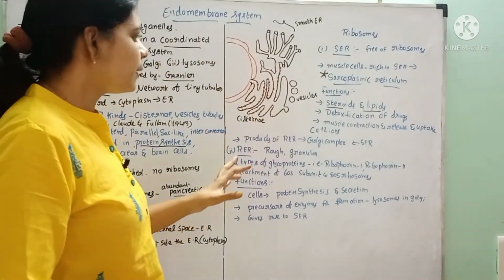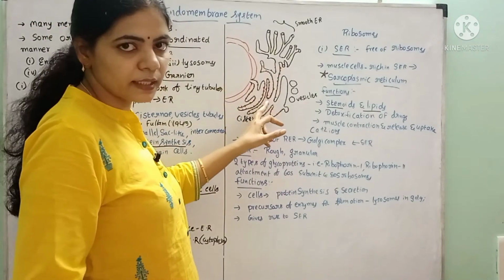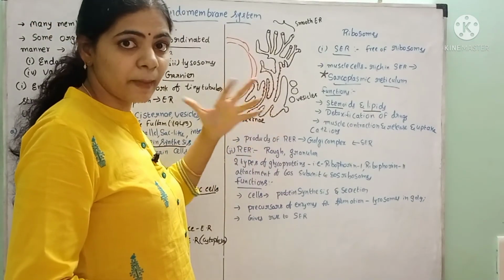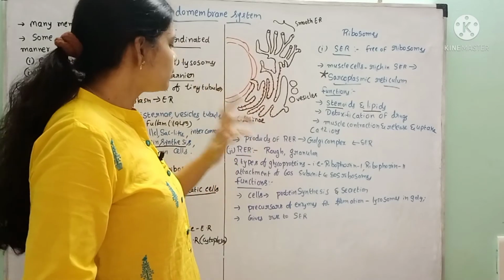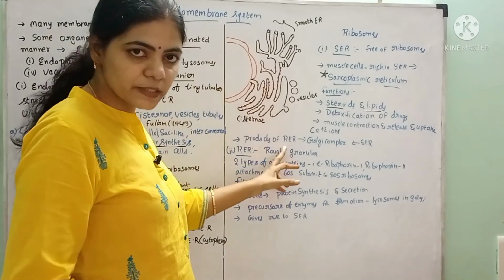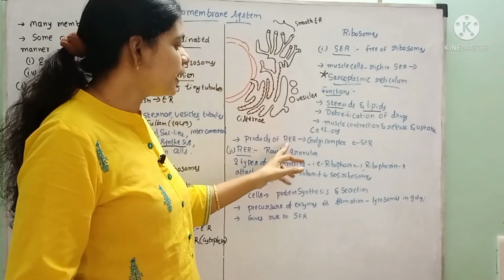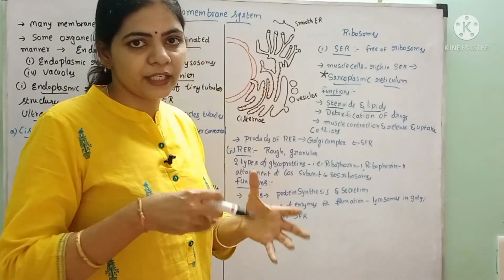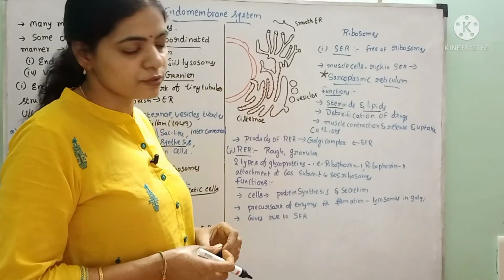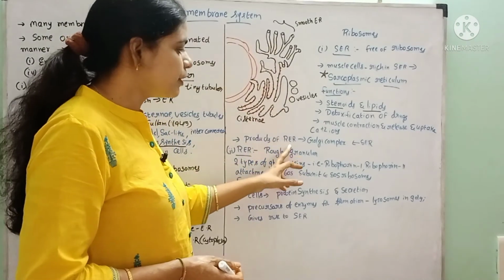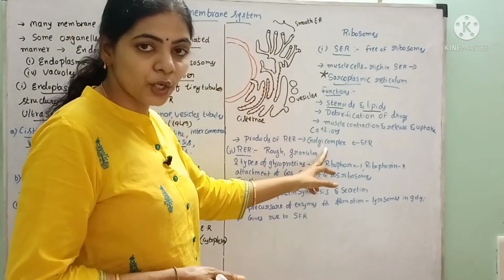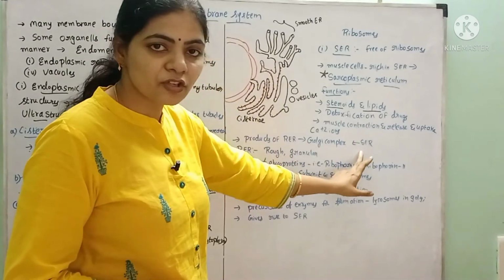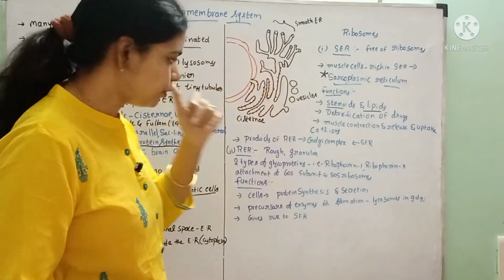And here, the rough endoplasmic reticulum manufactures proteins, right? Those products of the rough endoplasmic reticulum need to be sent to the Golgi complex. The Golgi complex will help in the packaging. Here the products of the rough endoplasmic reticulum reach the Golgi complex by means of the smooth endoplasmic reticulum only.